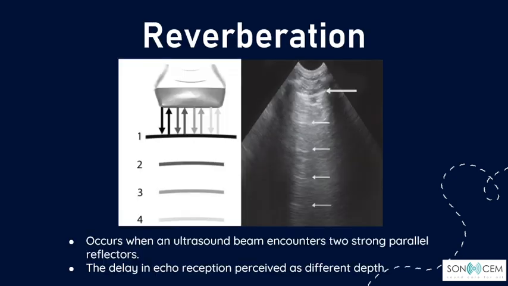Reverberation is one of the commonest artifacts seen in ultrasonography. It occurs when the beam encounters two strong parallel reflectors. This is an image of lung ultrasound showing A lines, which are a form of reverberation artifact. The ultrasound beam reflects between the transducer face and the pleura, and this occurs in repeated fashion, and the delay in echo reception is then perceived as different depth, which explains why A lines are equidistant.